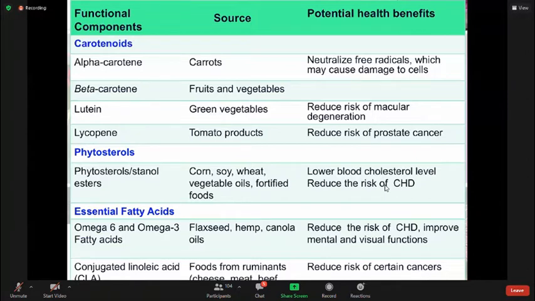Among the plant kingdom, flaxseed, which is basically linseed, is the richest source of the omega-3 fatty acid alpha-linolenic acid. Hemp is another potential source. The hemp seed oil is a rich source of essential fatty acids, and these fatty acids are linked to the risk of cardiovascular diseases. Conjugated linoleic acid is another functional fatty acid, which is present in cheese, meat, and other this type of products.